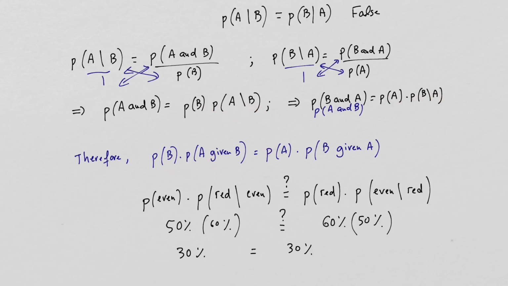I wrote it in blue. This times this has to be this times that. Now I wrote the word given so I don't confuse you. So what does that mean? Earlier, I said the probability of A given B is not equal to the probability of B given A. However, they will be equal if you multiply this by this weight and if you multiply that by that weight.